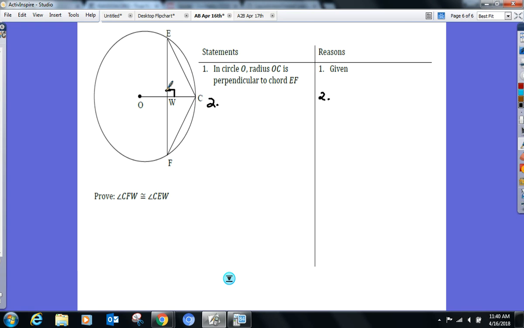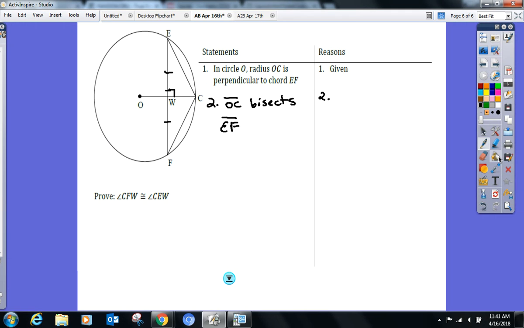What's next on your plate? What do you got, Will? Okay, stop right there. Hey, everybody. And I'm glad that we got to this point. In step 2, you cannot say EW is congruent to WF. What did you just tell me, Will? So you need to tell me that OC bisects what up here? What's the chord? EF. The theorem doesn't say the two little pieces are equal. The theorem says the chord gets bisected.